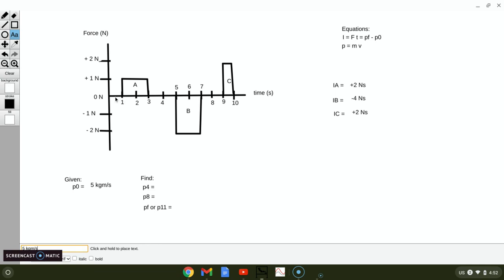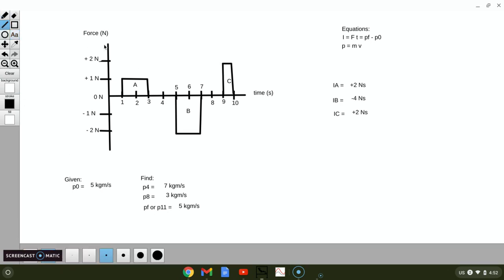All right, so here are the answers. If our initial momentum is 5 here and we undergo a change here, our value at 4 is going to be 7 kilogram meters per second. Then if we undergo a change here at B of -4, that means at 8, our value is going to be 3 kilogram meters per second because it went from 7, undergoes a change of -4 to get to 3. And then if we undergo a +2 to get here to the final momentum, we're back to where we started at 5.